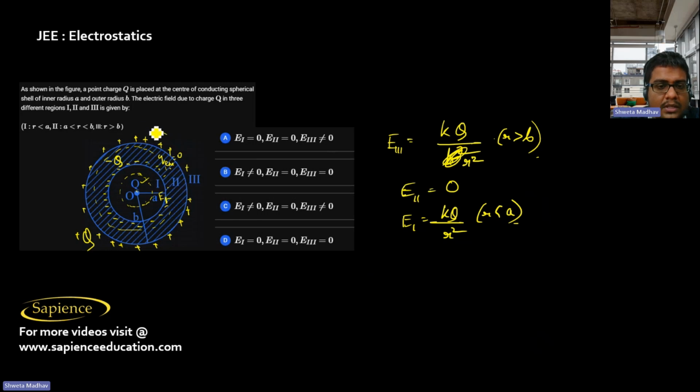So there is no electric field in region 2. And also if we apply the Gauss law for region 3, then we see that the charge enclosed is equal to Q. So obviously there will be some electric field in region 3. So E1 will not be 0, E3 also will not be 0, but E2 will be 0. Option C is the answer.